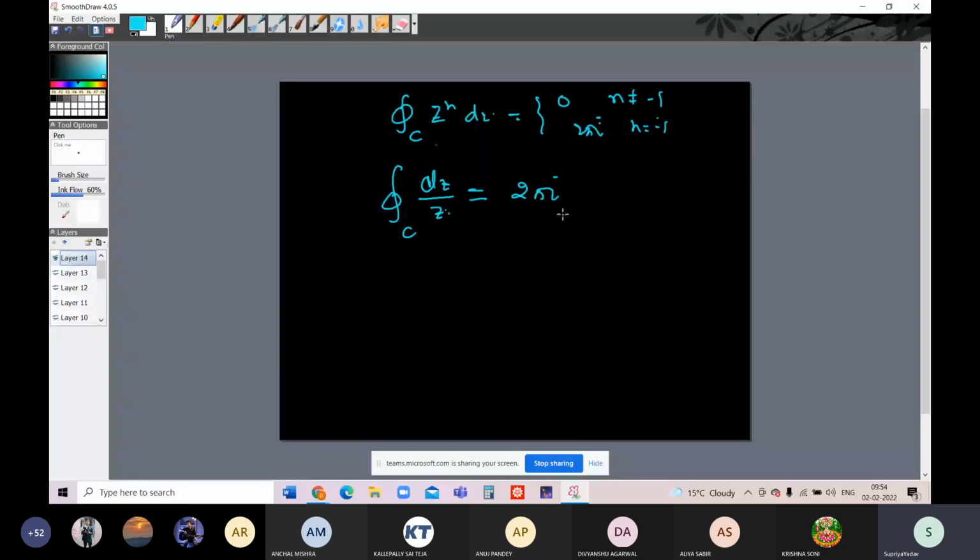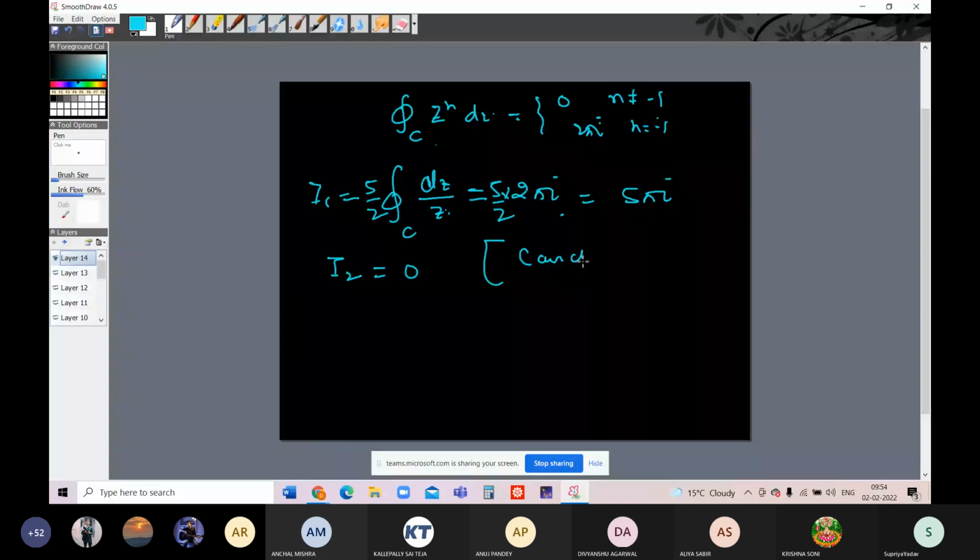And I1 will be here 2 pi i. Sorry, it was 5 by 2, so this will be 5 pi i. Value of I1 will be 5 pi i. But I2 will be 0 by using the previous theorem, which was the Cauchy-Goursat theorem. By the Cauchy-Goursat theorem, I2 will be 0 because this function is analytic everywhere inside and also on the boundary of closed curve C. So finally, the value of the integral I1 plus I2 will be 5 pi i plus 0. So 5 pi i will be our final value here.